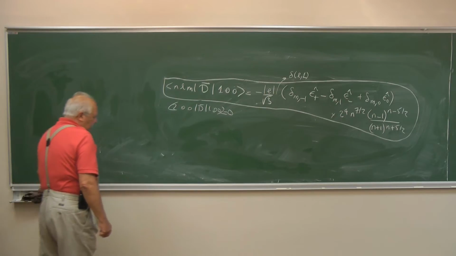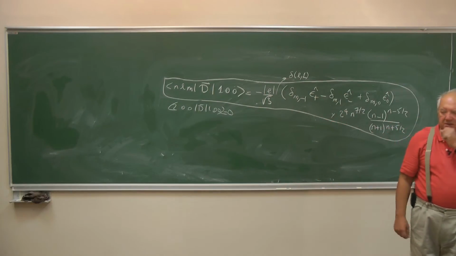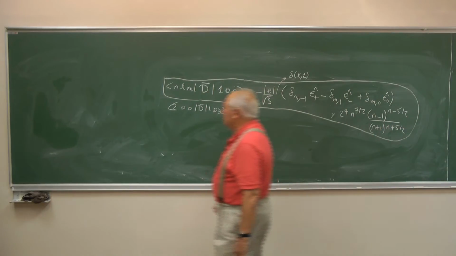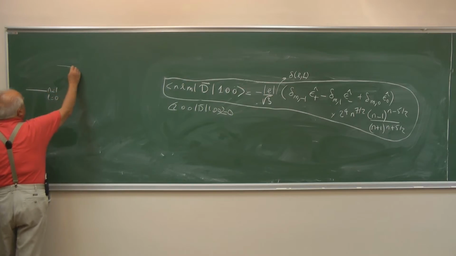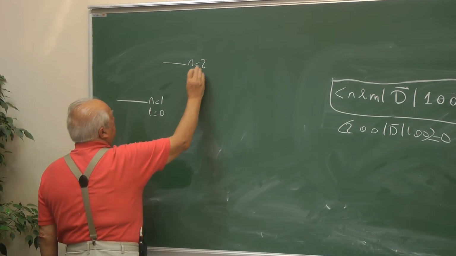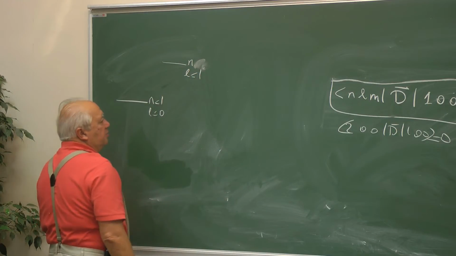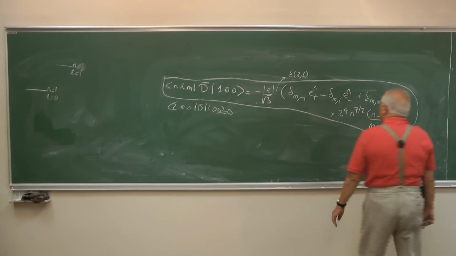Okay. Now, I want to discuss the spontaneous emission rate from the n equals 2 level. So, this is n equals 1, L equals 0, and let's take, for specificity, n equals 2, or any n, L equals 1, and M could be anything because all of them have the same strength. All right.